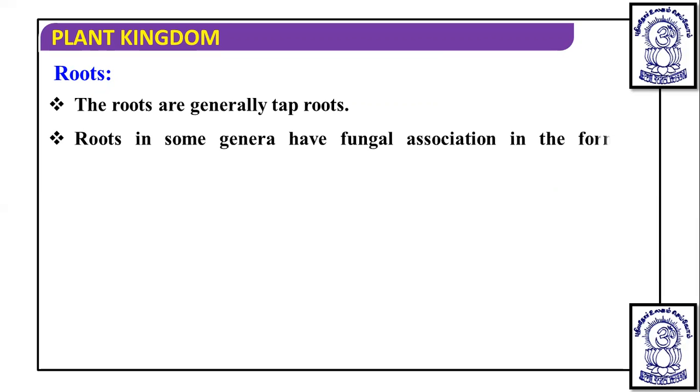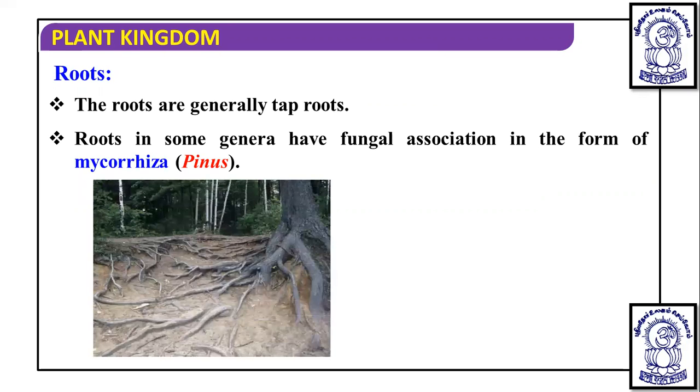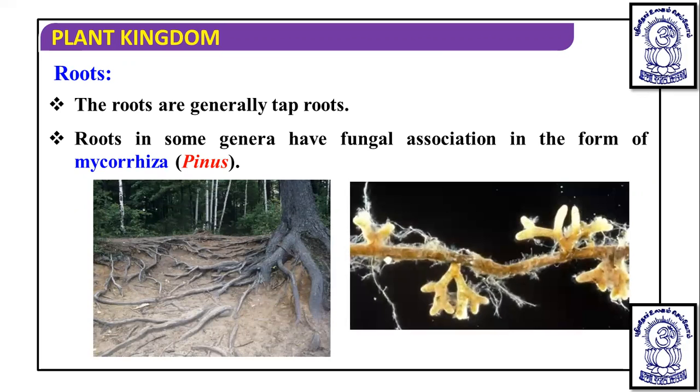And in the roots of some genera of gymnosperms, there is a fungal association, known as mycorrhiza. So mycorrhizal association can be seen in some plants, and the example is Pinus. See, these are the roots, and these roots show a fungal association. The white thread-like structures are nothing but fungus, which is associated with the root.